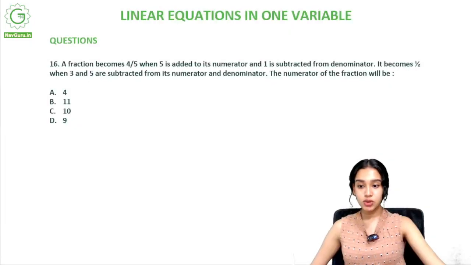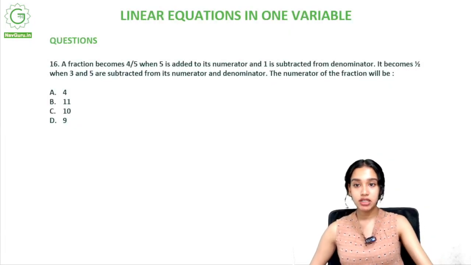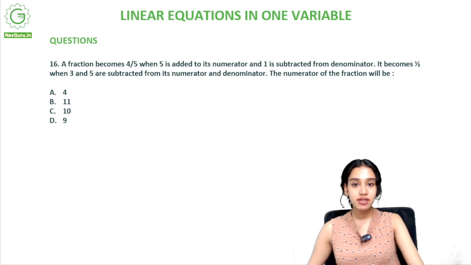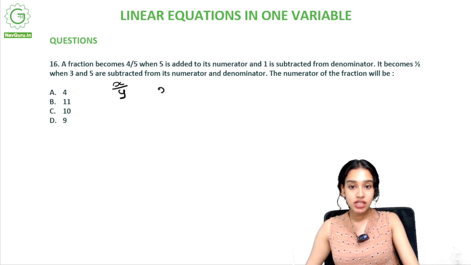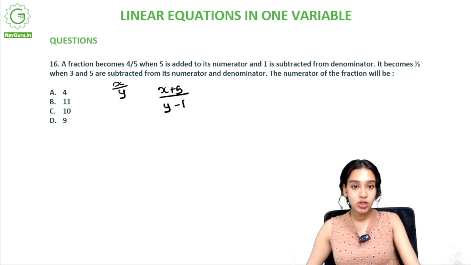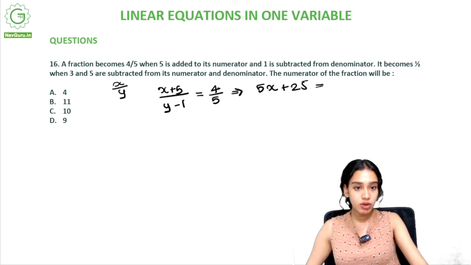Let's move on to the next question from the chapter linear equations in one variable. A fraction becomes 4 by 5 when 5 is added to its numerator and 1 is subtracted from its denominator. So here we have a fraction, let's say x by y. Now when 5 is added to the numerator and 1 is subtracted from the denominator, we get the fraction 4 by 5. So from this we could write the equation as 5x plus 25, I'm multiplying here with this, is equal to, I'm multiplying y minus 1 into 4, we get 4y minus 4.